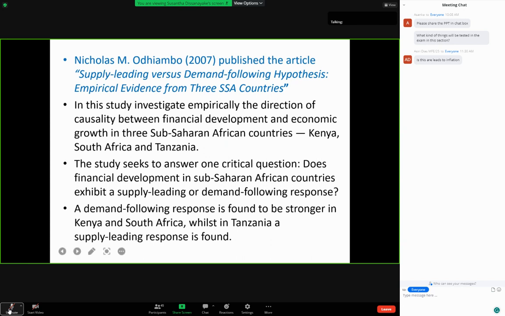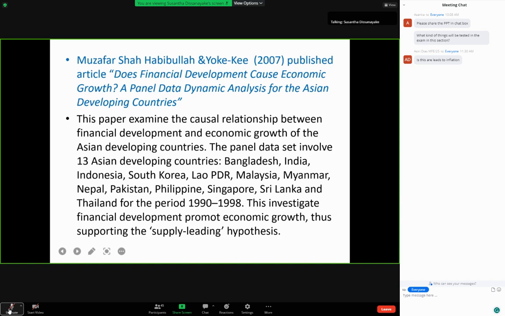That means when economic growth, demand following is happening in this country, the financial institution development will happen, and it happens later. So this is the outcome of the research. So then the next one.